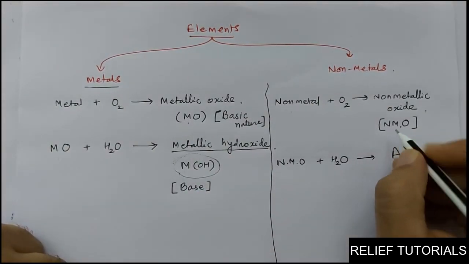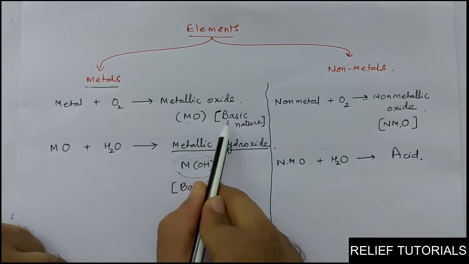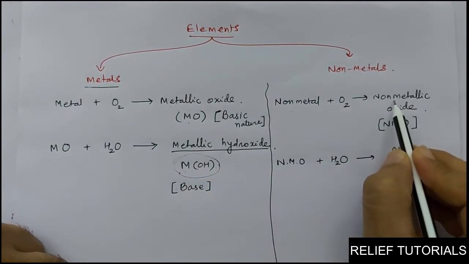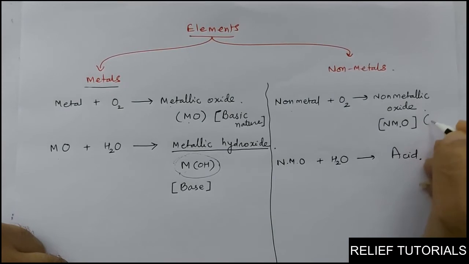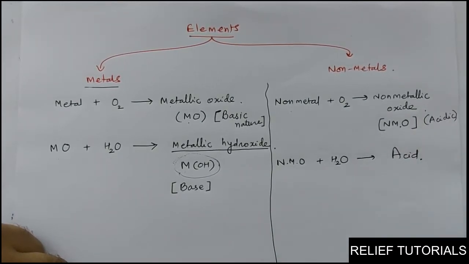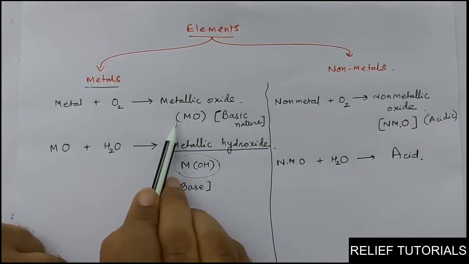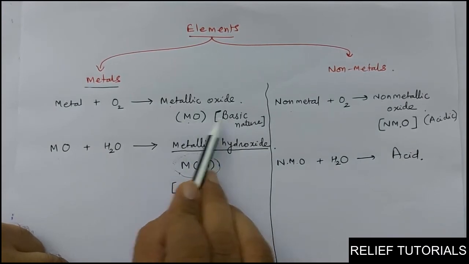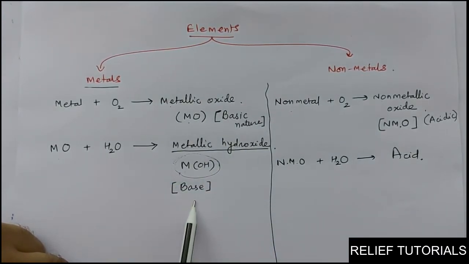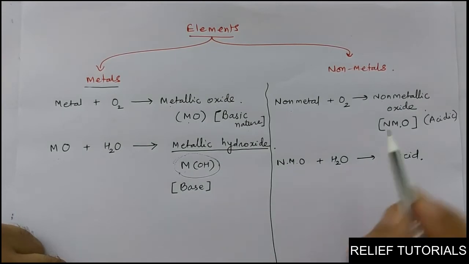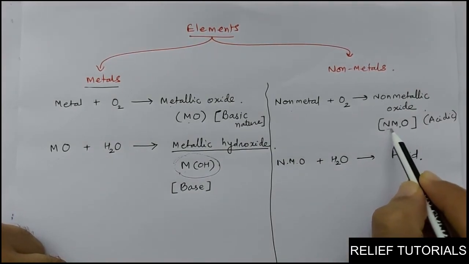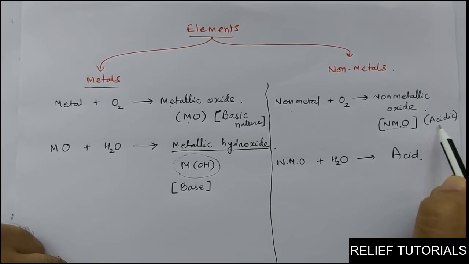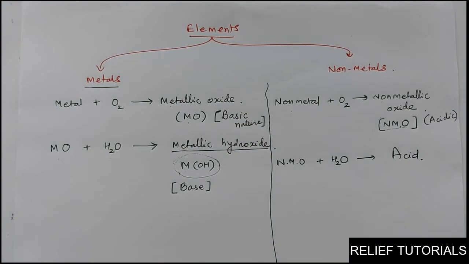Mostly metallic oxides are basic in nature. Non-metallic oxides are acidic in nature. They are not acids, but they are acidic in nature. They can react like acid. These metallic oxides can react like base, but they are not purely base. Bases are these. Not all non-metallic oxides are acidic. Some non-metallic oxides are not acidic. That we will see in the examples.